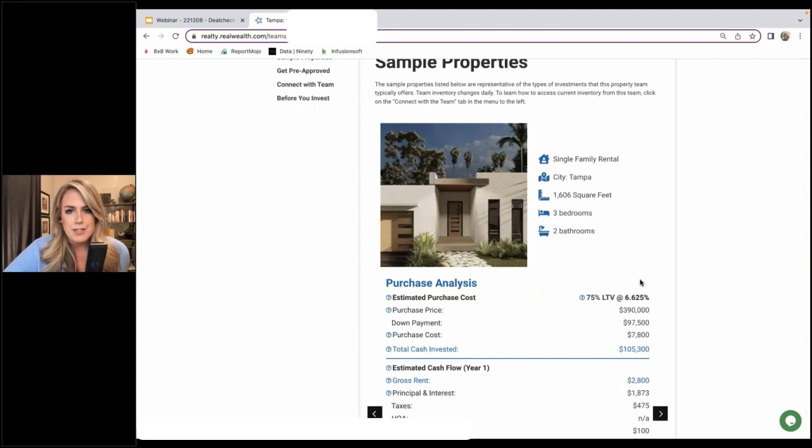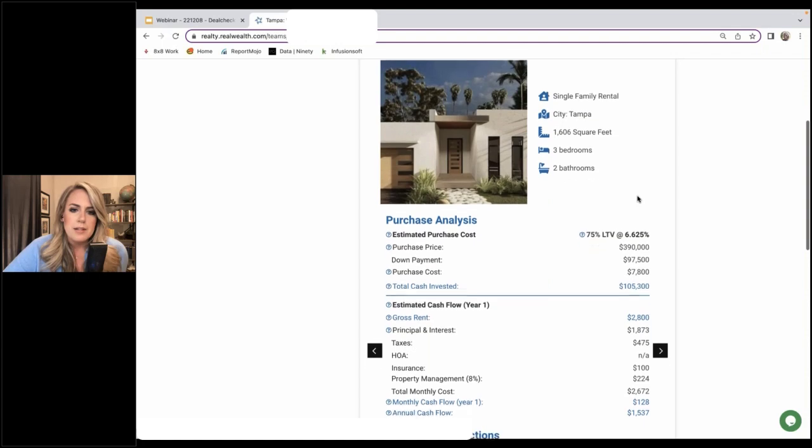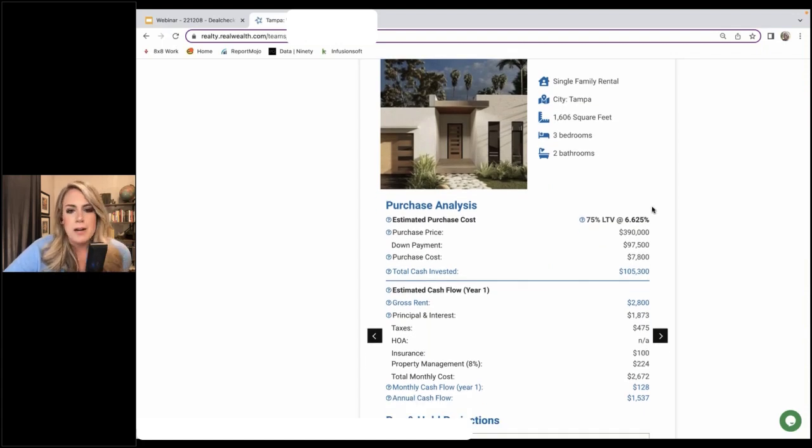Of course, to get access to their actual inventory list, you want to click on that Connect with a Team tab next to you right there to find out how to access their real-time inventory. But this sample deal allows you to analyze exactly what we've been describing today.